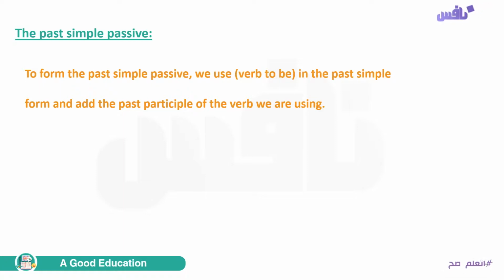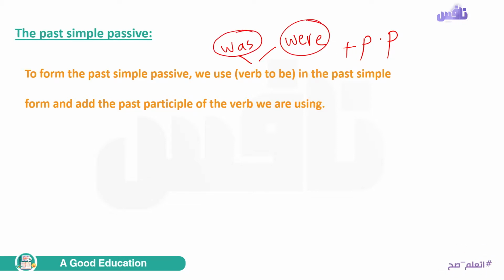That means we put the verb to be, which is either was or were, and add the past participle of the verb we are using. So the passive in the past simple is formed by adding either was or were, one of these two, plus the past participle, which is the third form of the verb.